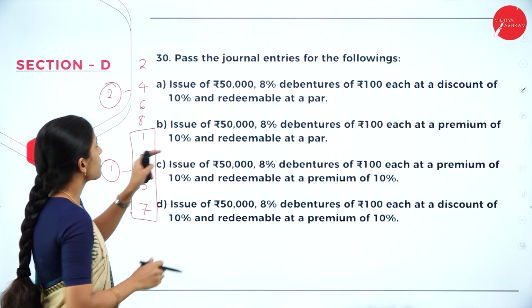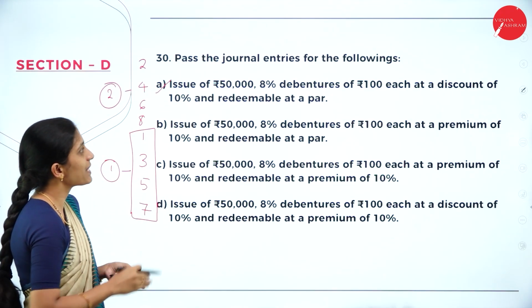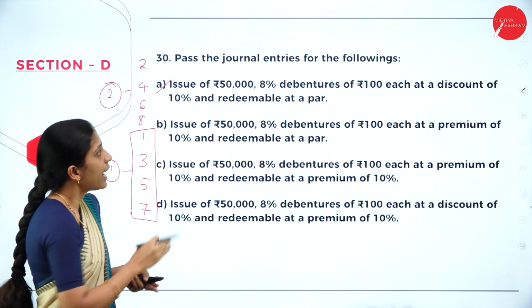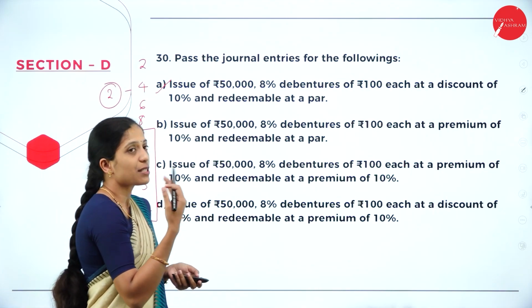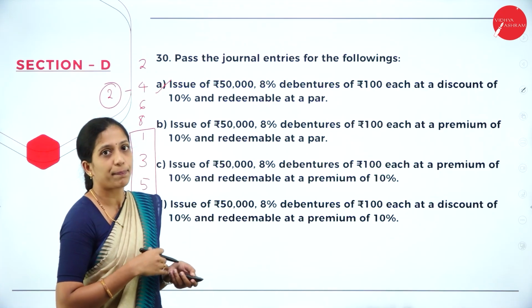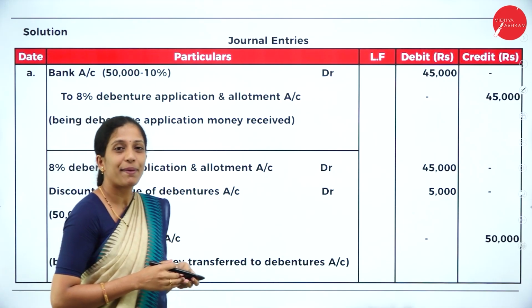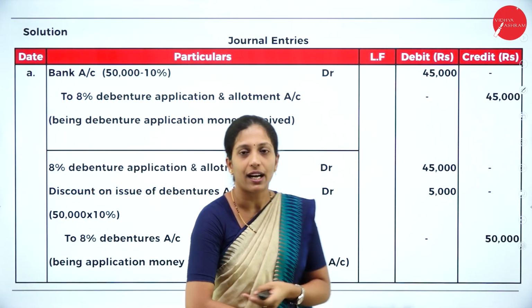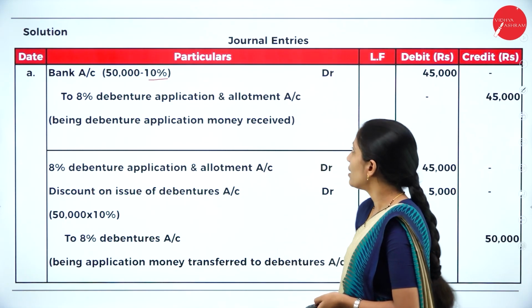Now, the first situation, that is A: issue of rupees 50,000, 8% debentures of 100 each at a discount of 10% and redeemable at par. Now, it has been issued at discount and redeemed at par. So, what is the entry? Bank account debit to 8% debenture application and allotment account. So, 50,000 minus 10% because it is issued at discount.